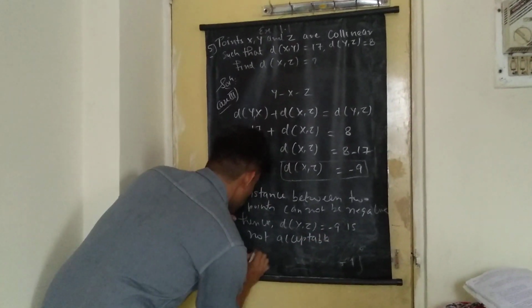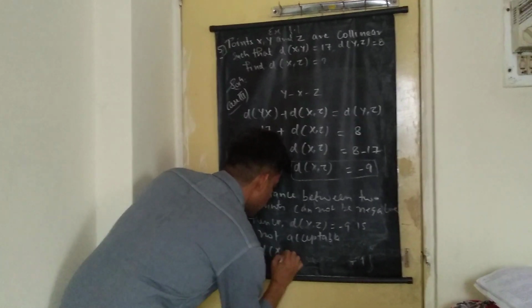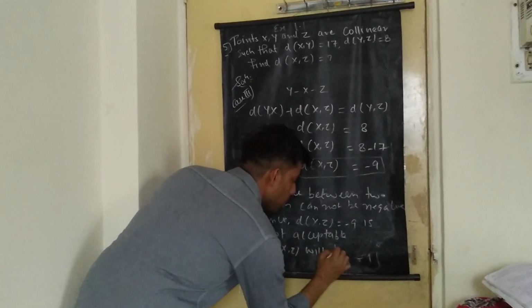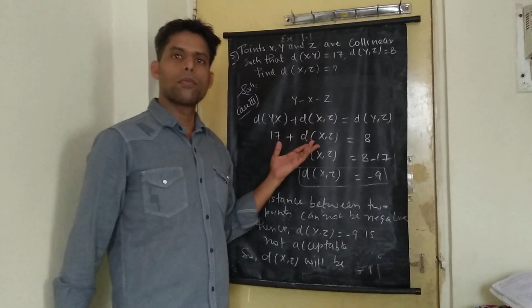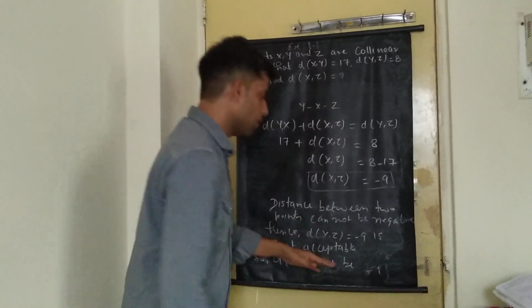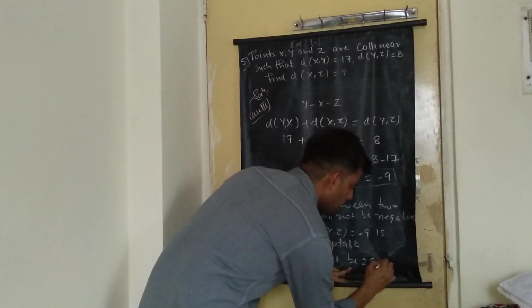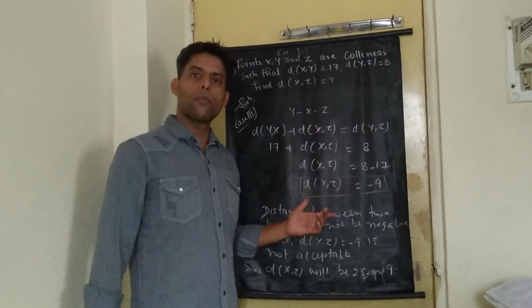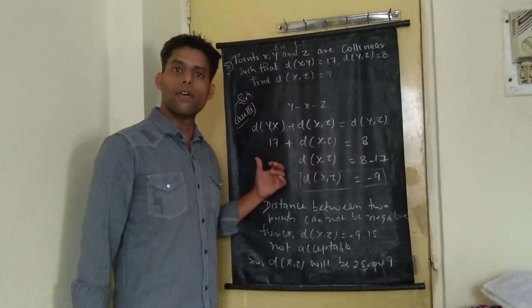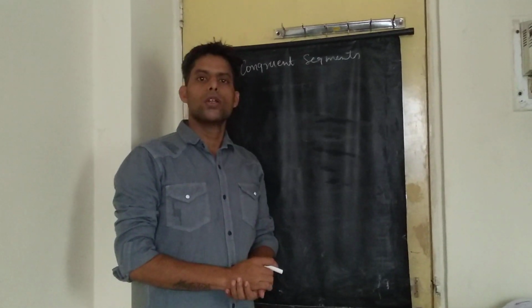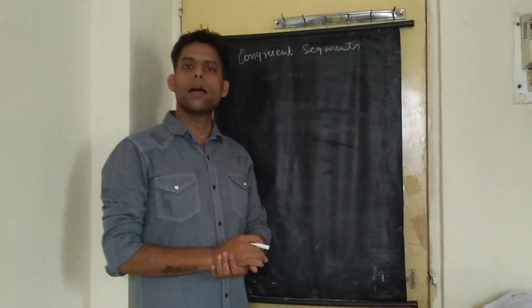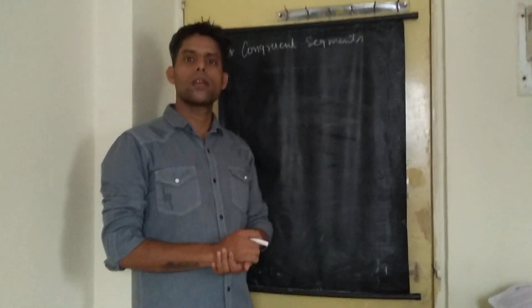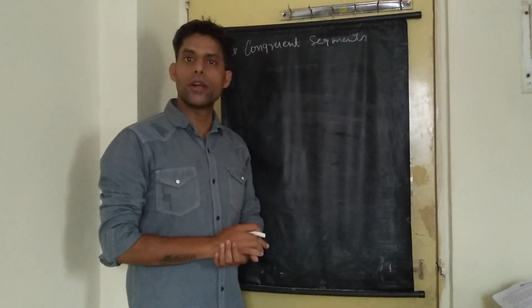So the distance of XZ will be the two values which we have got previously, 29, 5 and 9. Now, this was a very important problem, and I hope you have understood this very well. Thank you, students. So now here we are going to study some properties related to today's topic.